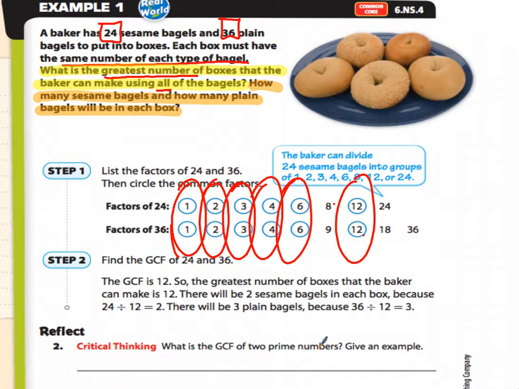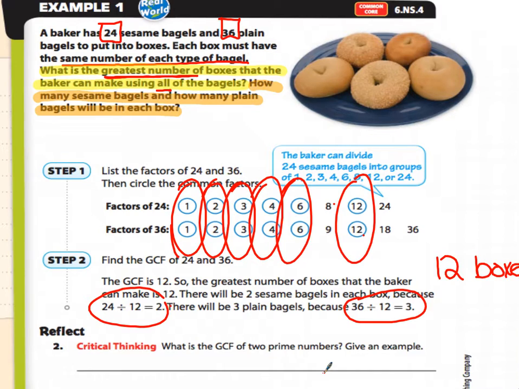And again, I want the greatest number of boxes. So I want the most boxes that I can use. So he'll be able to make 12 boxes. That's the biggest number of boxes. Okay? And then to figure out how many are in each box, I'm going to divide each of those numbers by 12. So if I take 24 and divide it by 12, I know that there's going to be 2 sesame bagels in each. And then if I take 36 and divide it by 12, I know that there are going to be 3 plain bagels in each.